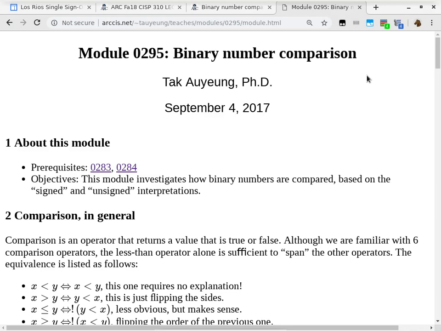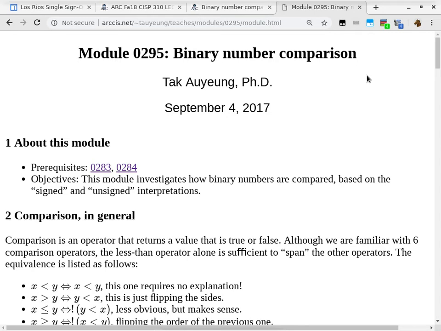All right, so what we'll do today is we'll talk about binary number comparison. In other words, how do we know whether a particular value represented by a binary number is greater than or not than the value of another binary number? Okay, so that's what we want to find out.